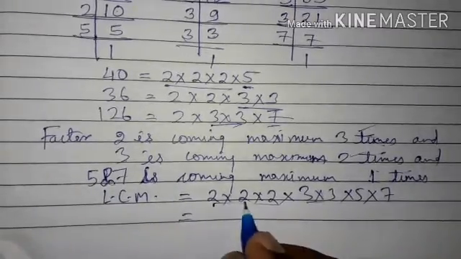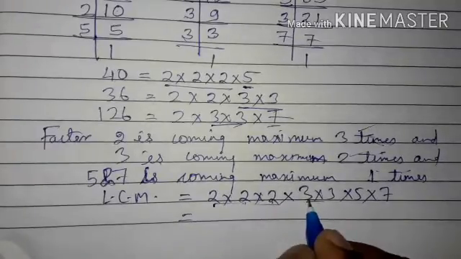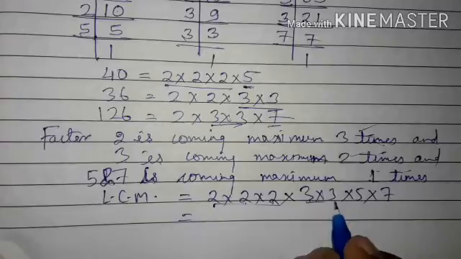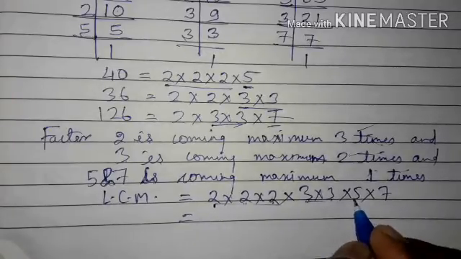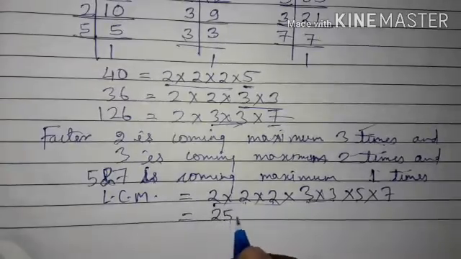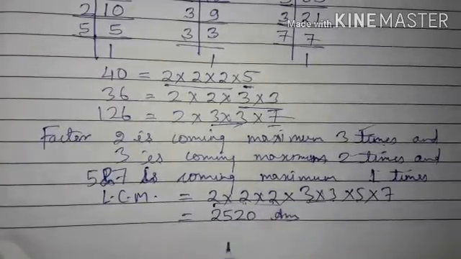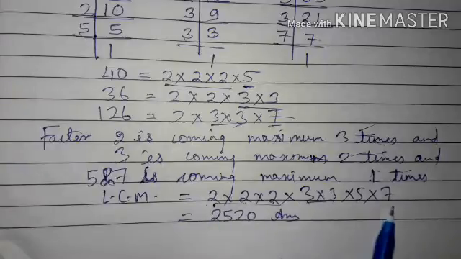Now 2 2s are 4, 4 2s are 8, 8 3s are 24, 24 3s are 72, 72 5s are 360, and 360 multiplied by 7 is 2520. This is your answer. Do the multiplication here very slowly and very nicely. Do this long multiplication carefully.